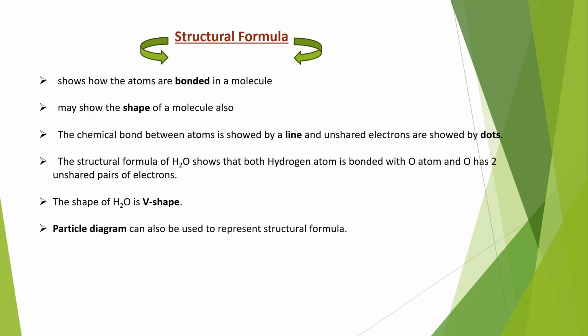Structural formula shows how the atoms are bonded in a molecule. It may show the shape of a molecule also. The chemical bond between atoms is shown by a line and unshared electrons are shown by dots.